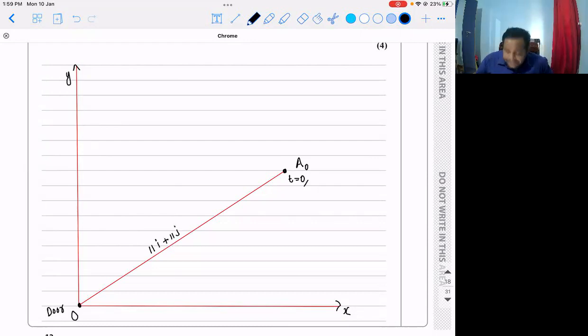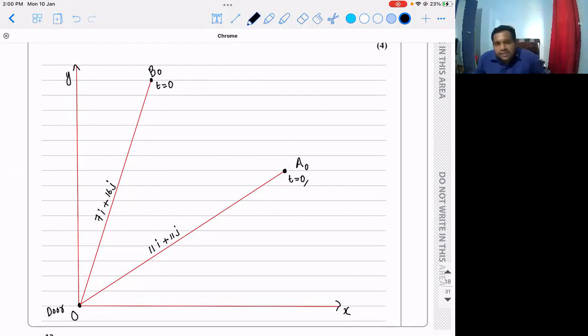Then what about Brioni? It is 7i plus 16j. 7i means 7 units horizontally and 16 units vertically. Am I correct? So somewhere here. So at t equal to 0, Brioni is at B0, and B0 I will write somewhere here. So this is 7i plus 16j.